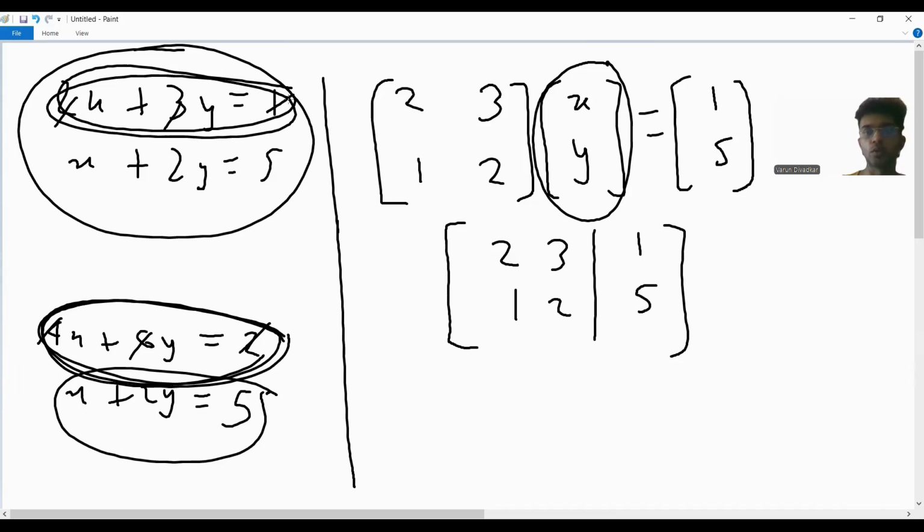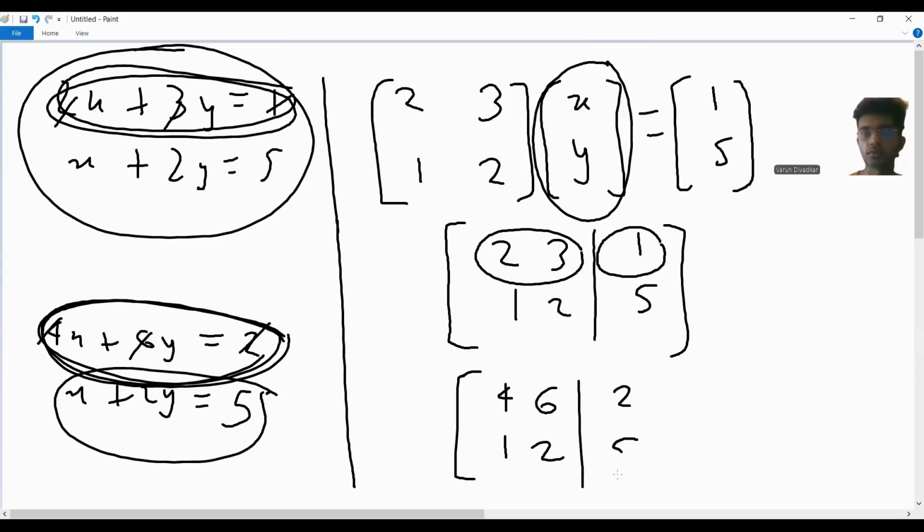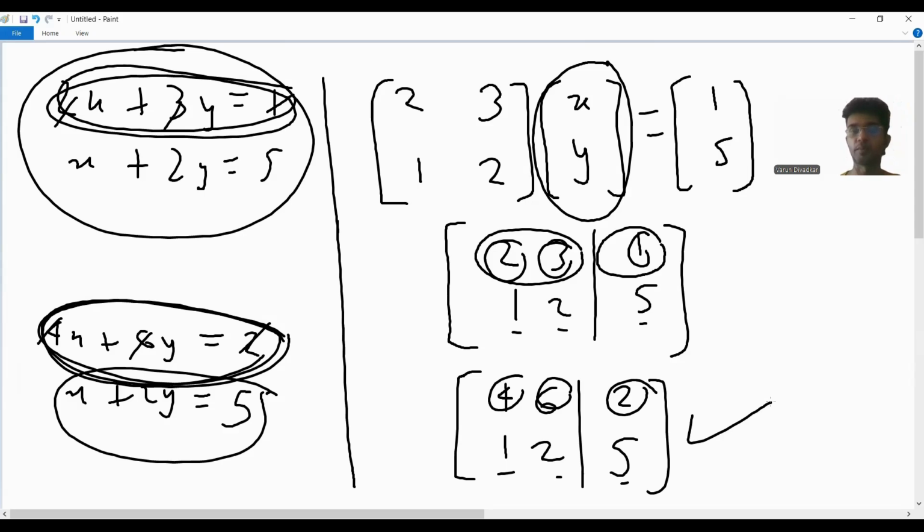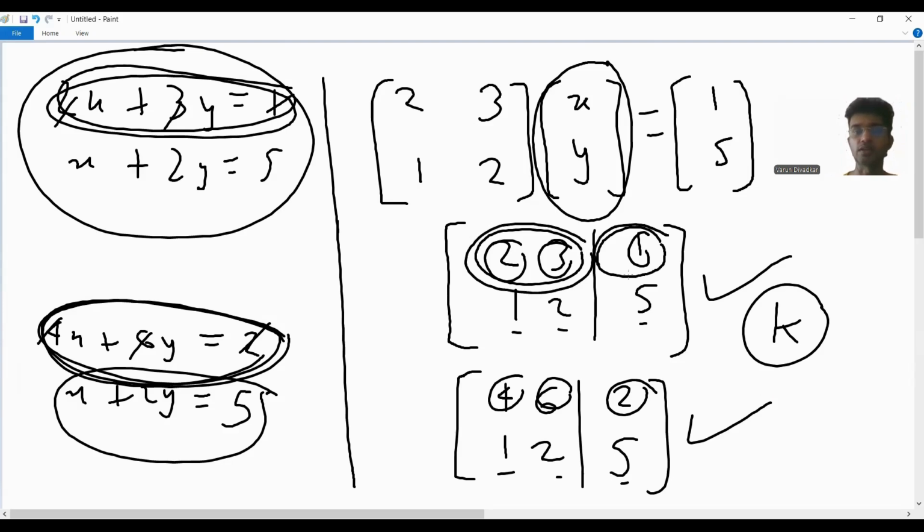It's not different. So over here, if we multiply this by 2, then this also has to be multiplied by 2. So we can rewrite this as [4, 6; 1, 2 | 2, 5]. This remains the same, but the 2 changes to 4, 3 changes to 6, and 1 changes to 2. So this form of the matrix is the same as the earlier one. The first elementary transformation is that if you multiply any row by a constant k, and when I say row, it means both the LHS and the RHS, the equation remains unchanged. That's the first elementary transformation.